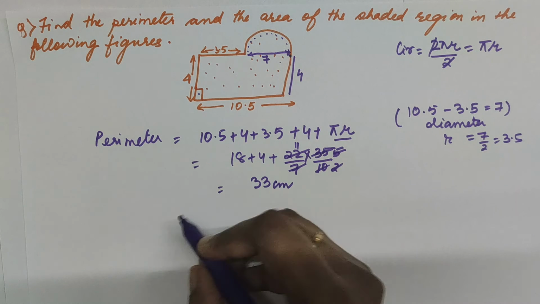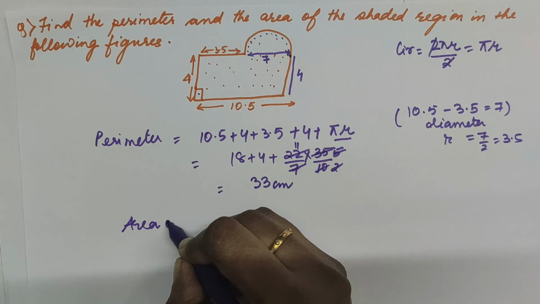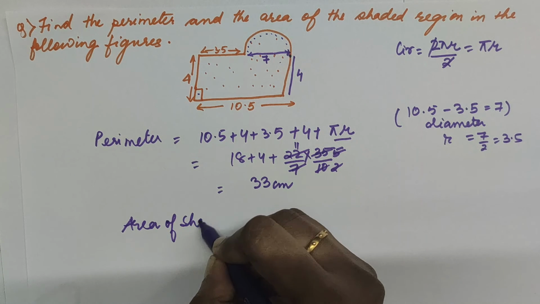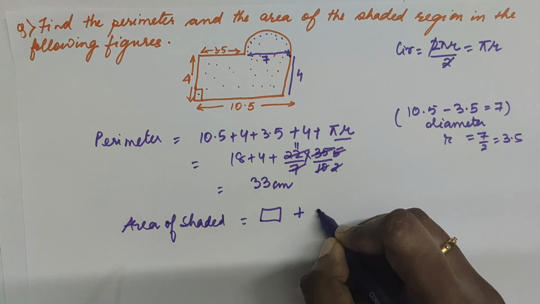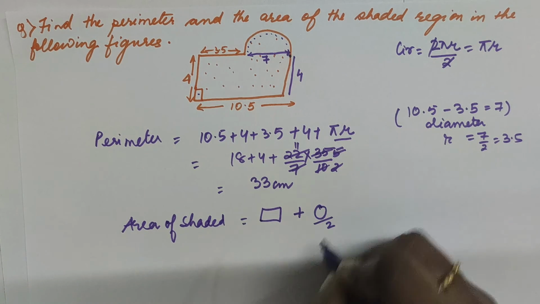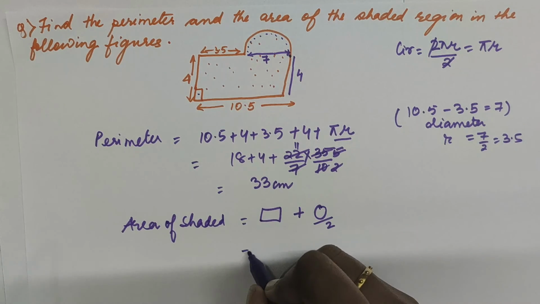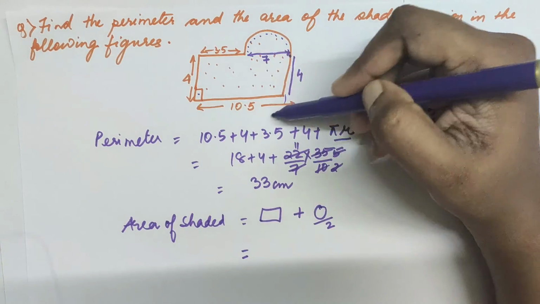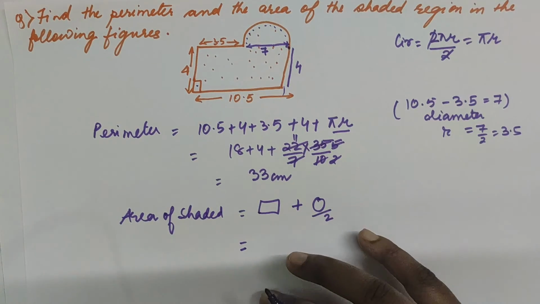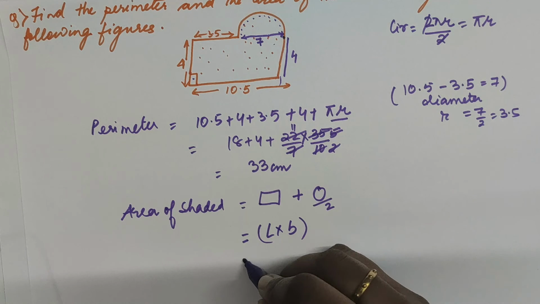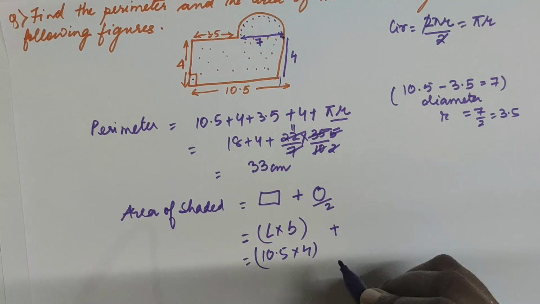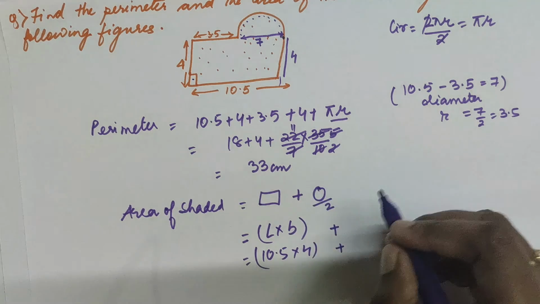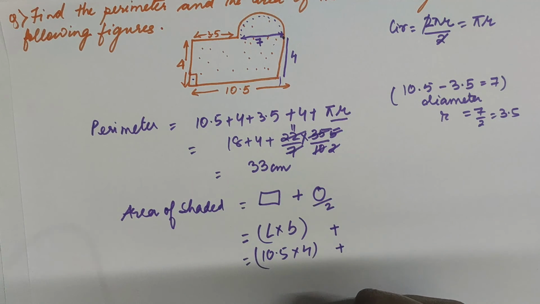Now how to get the area? So you can very well see that here the area of the shaded region will be area of the rectangle plus the area of the semicircle. I'm just showing you like this. You can write the statement. And here the length of the rectangle is 10.5 and the breadth is 4. So that becomes the area of the rectangle. What about the area of the circle, semicircle to be precise?